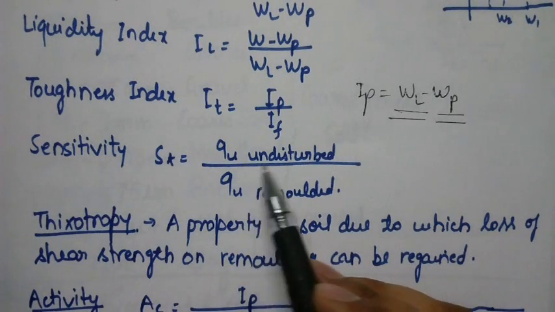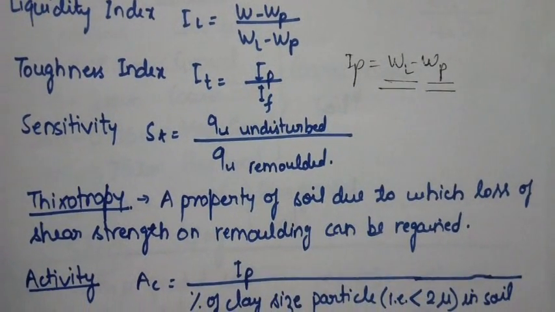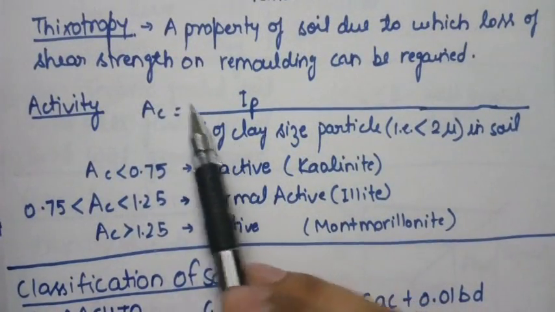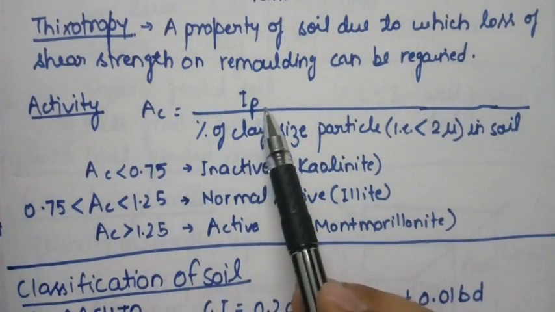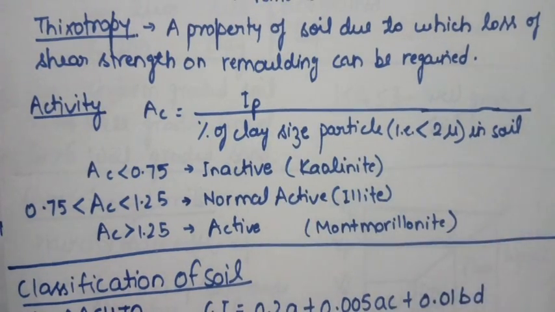Sensitivity is the ratio of qu undisturbed upon qu remolded. Now thixotropy. Thixotropy is the property of the soil due to which loss of shear strength on remolding can be regained. Now next is our activity. Activity is the ratio of IP upon the percentage of clay size particles less than 2 micron in the soil.